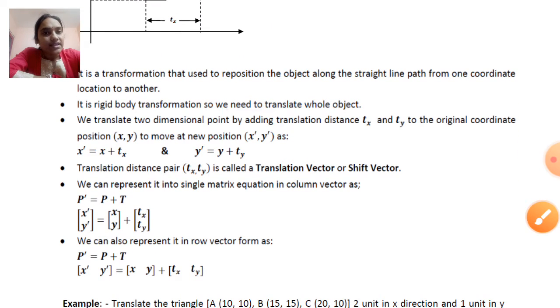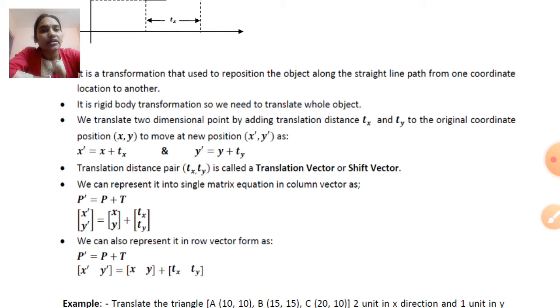So the translation distance pair tx and ty is called a translation vector or shift vector. Okay. Now we can represent it in a single matrix equation also. We represent this in column vector, column matrix, or also in row matrix or row vector.